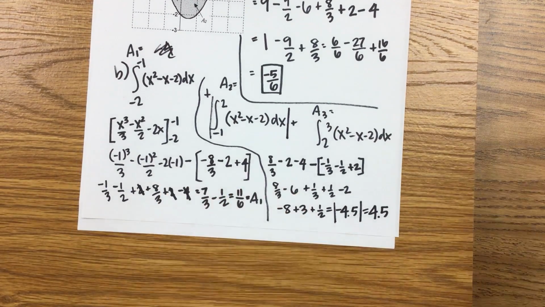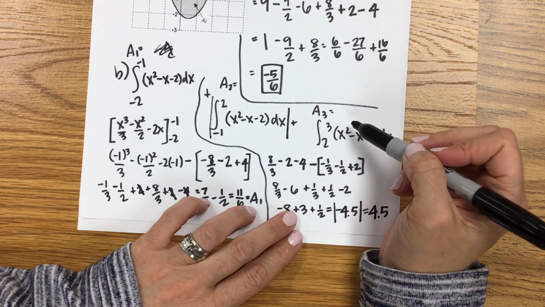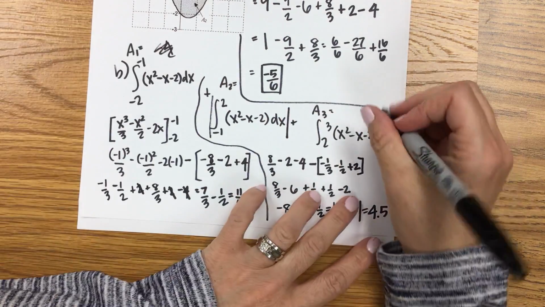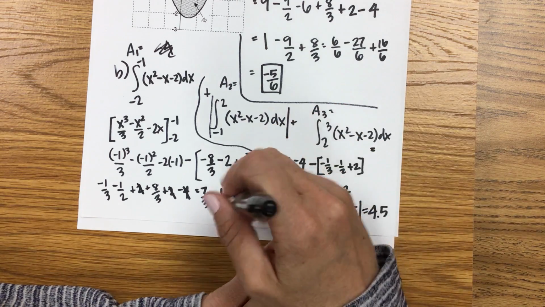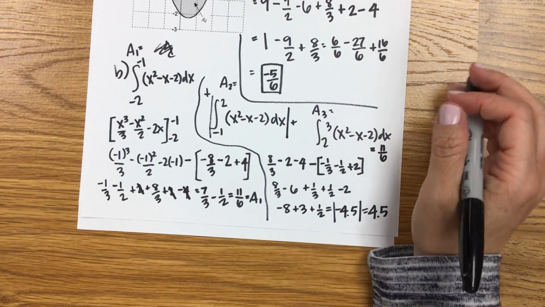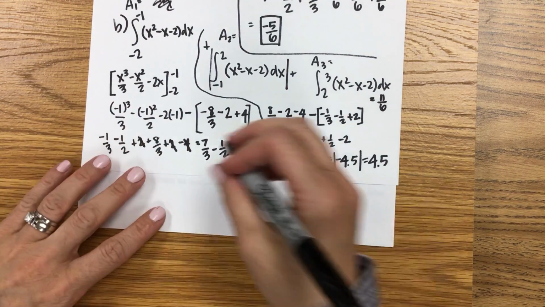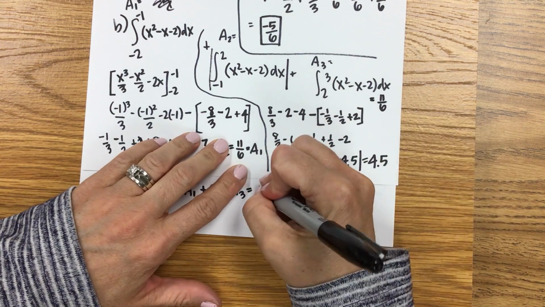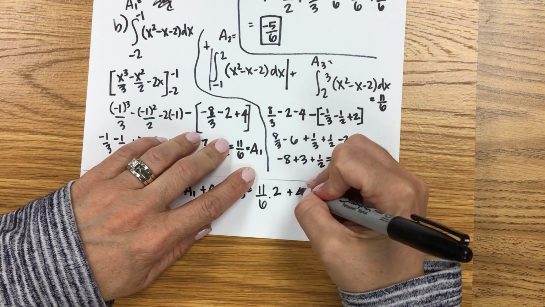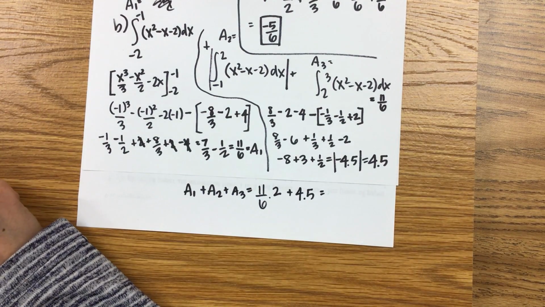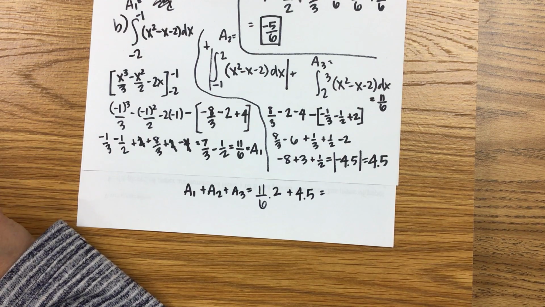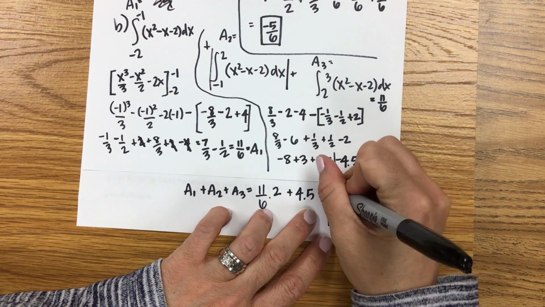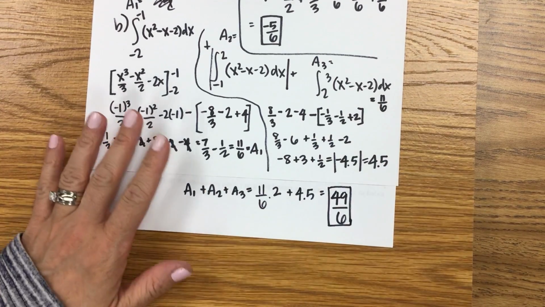Since I'm out of room, when you do A3, which I've already done, when you plug in 3 and plug in 2 and subtract, these are congruent shapes, and so you do get the same answer for A3 as you did for A1, so it's 11/6. So just a little time saver, I'll tell you that. So A1 plus A2 plus A3, so we have 11/6 and 11/6, so 11/6 times 2 plus 4.5. So 11/6 times 2 plus 4.5, we end up with 49/6 as our total area with all pieces positive.